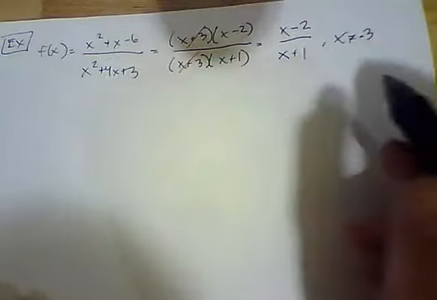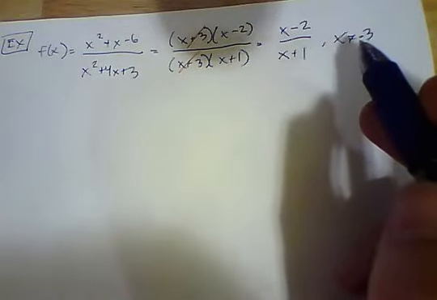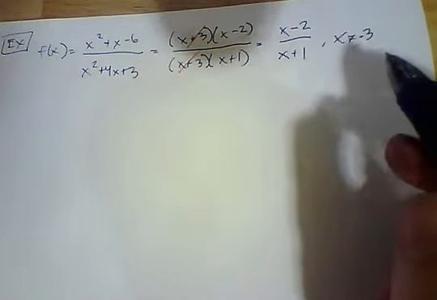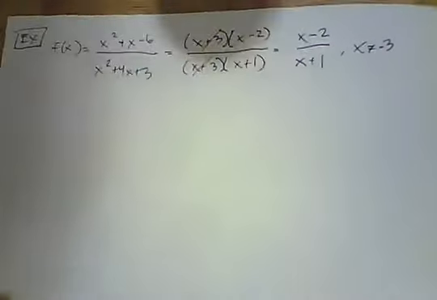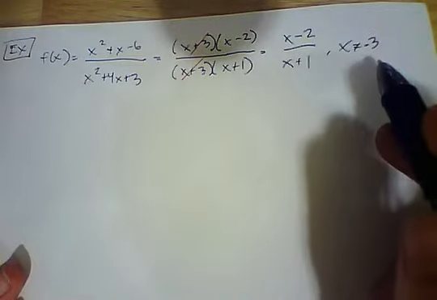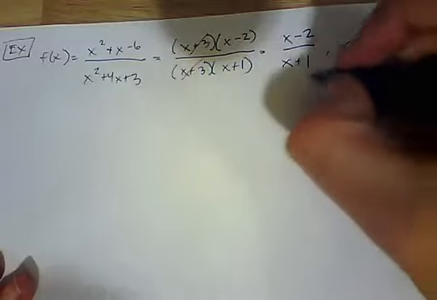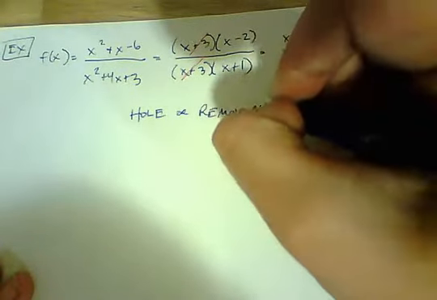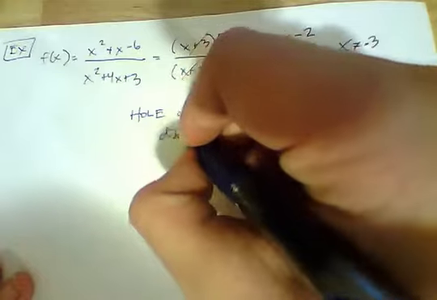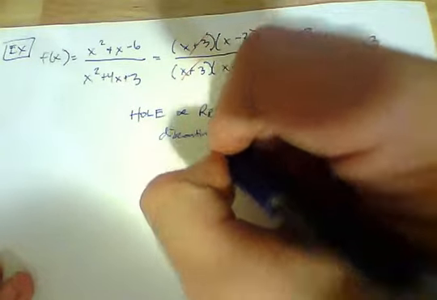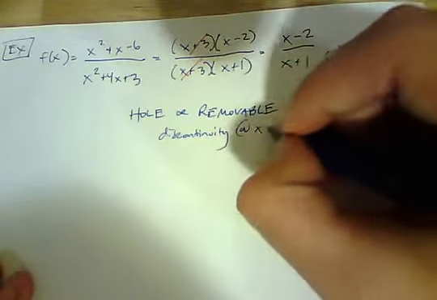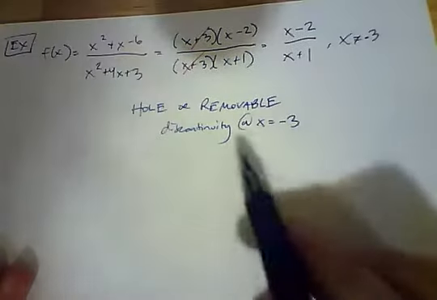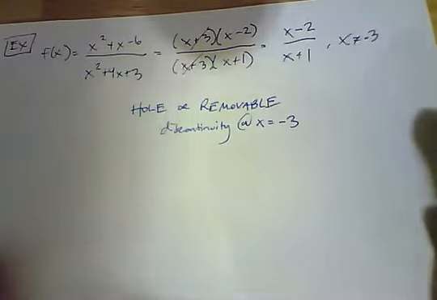X not equal to negative 3, that is not an asymptote. At negative 3, what I have is a hole. I'm going to write that right here. We're going to have a hole, or removable discontinuity at x equals negative 3. That's all we've found so far. We have not found an asymptote.